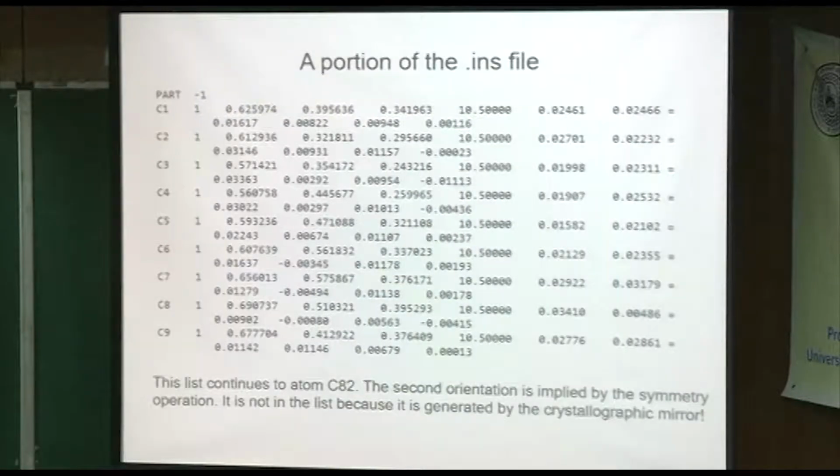So what does it look like? In the ins file, you just have a long list of carbons up to C82, and then it's PART minus 1. And before this was written, the 10.5 was added there to get them all to have half occupancy. All right, you see, you're staring at that. So how many C82s are at that site? A half of a C82 or a whole C82?